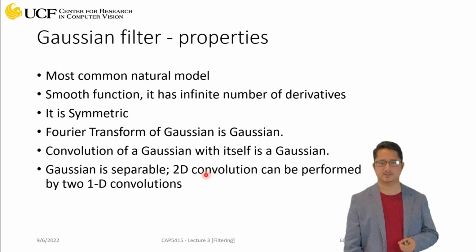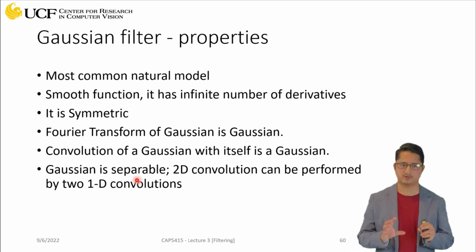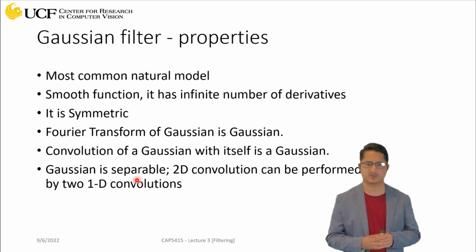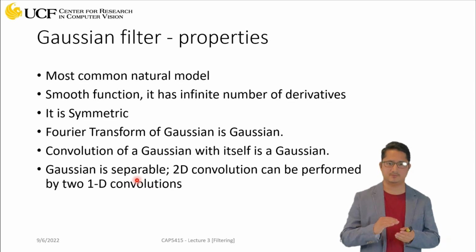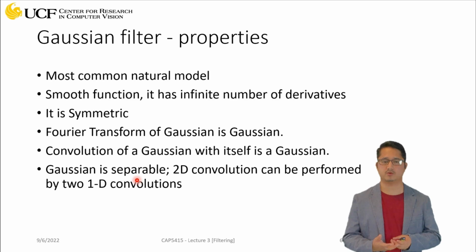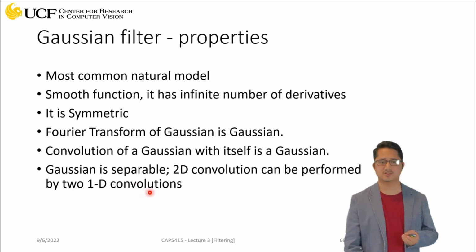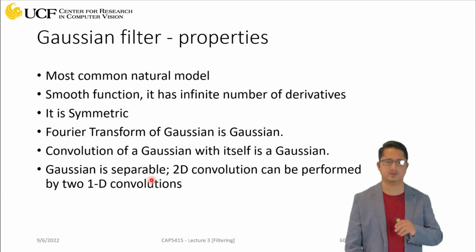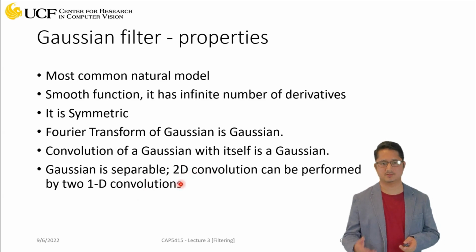And this property is, if you have a 2D kernel which is a Gaussian, then we can perform that 2D convolution operation as two independent 1D convolution operations. And the reason we do that is 1D convolution operation is very efficient. We'll talk about that as well, so don't worry about it right now. But it's a very interesting property of Gaussian.